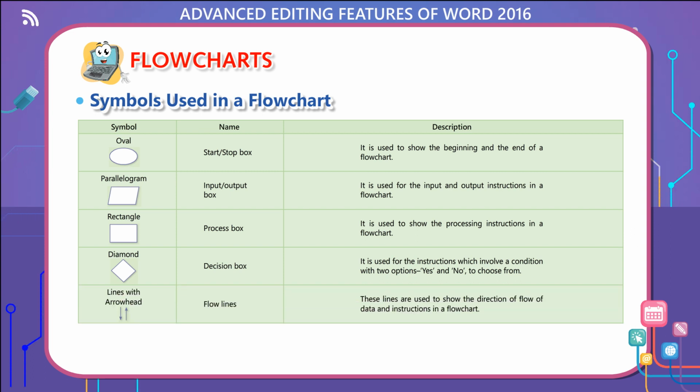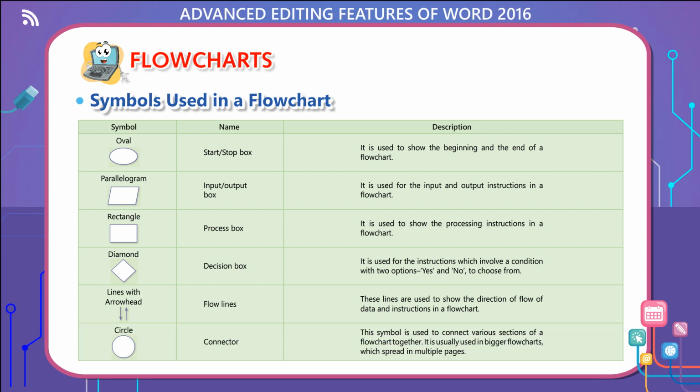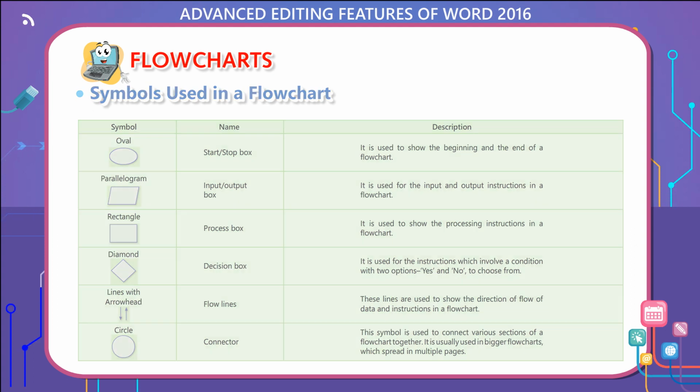Diamond, decision box. It is used for the instructions which involve a condition with two options, yes and no, to choose from. Lines with arrowhead, flow lines. These lines are used to show the direction of flow of data and instructions in a flowchart. Circle, connector. This symbol is used to connect various sections of a flowchart together. It is usually used in bigger flowcharts which spread in multiple pages.